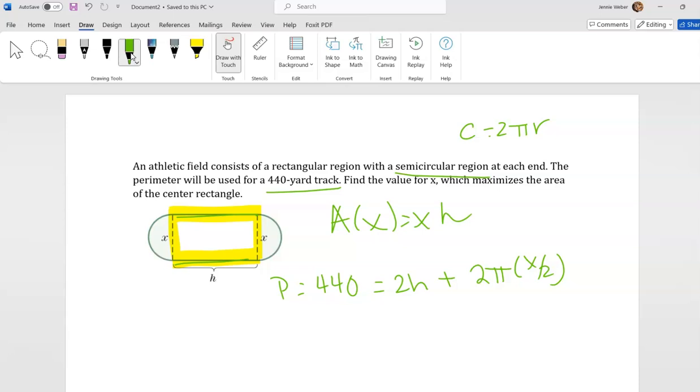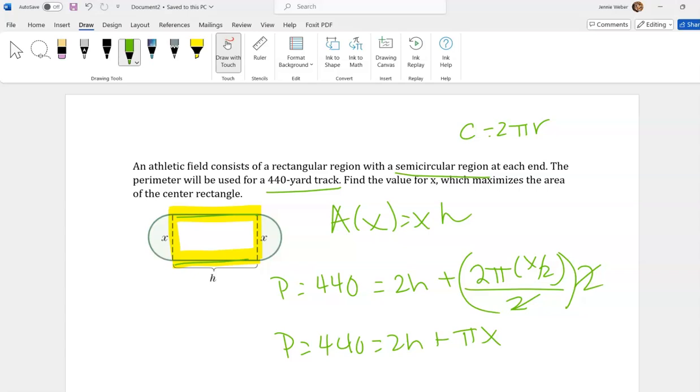And this is going to be divided in half, but then there's 2 of them, so I times by half. So those are actually canceling out. Nice thing here, so then this is 440 equals 2h. Now looking over here, those cancel out. I just wanted to write out what I was doing so you understood where everything came from. This is 2 pi x divided by 2. Well, those 2's also cancel out, so this is just pi x.